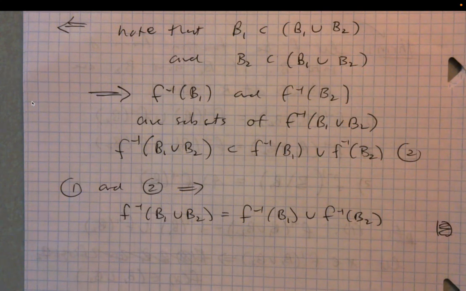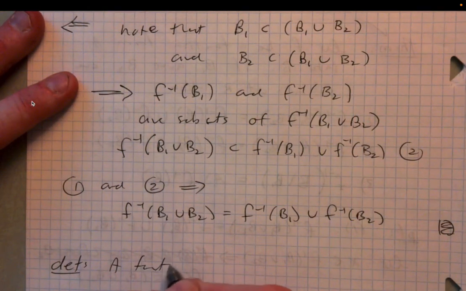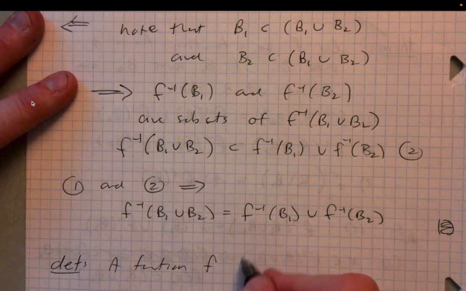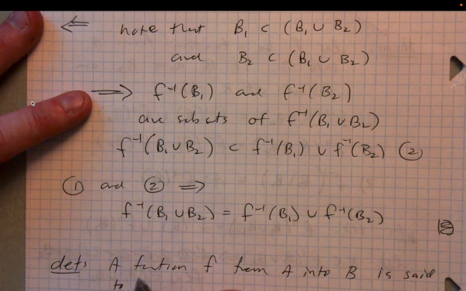We're getting close, folks. We're getting close to the end of this one. We've talked about what a function is. We've been using this terminology of a function from A into B. What we want to talk about next is what we mean when we talk about an onto function, and then a concept that frequently goes along with the idea of onto, the one-to-one function. So let's start with a one-to-one function. A function f from A into B is said to be one-to-one.